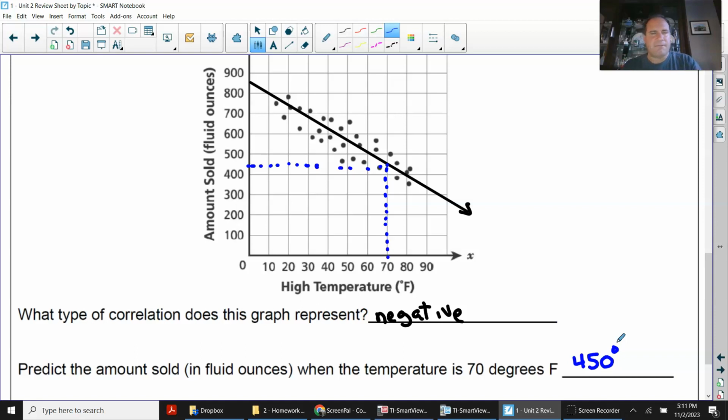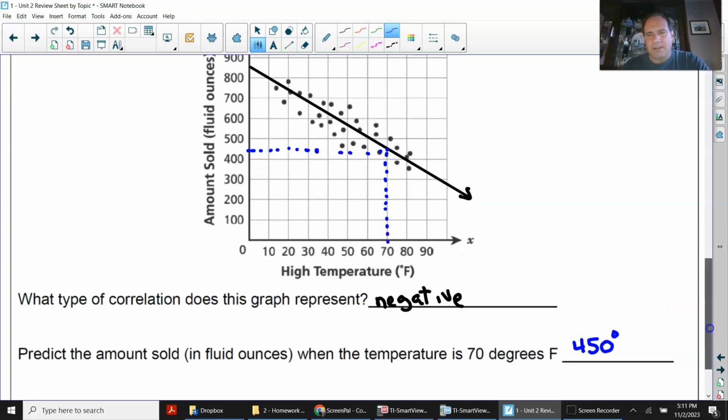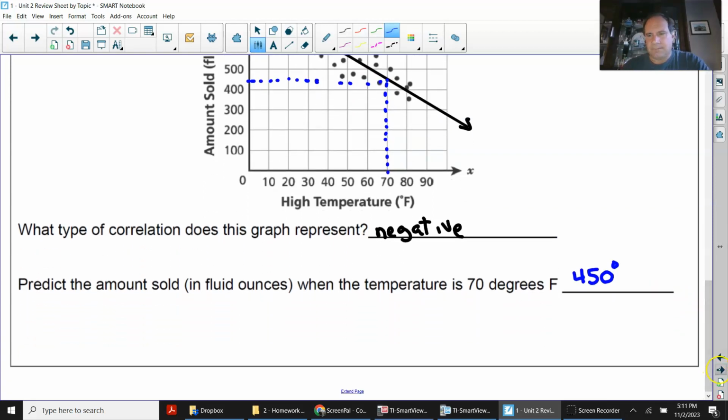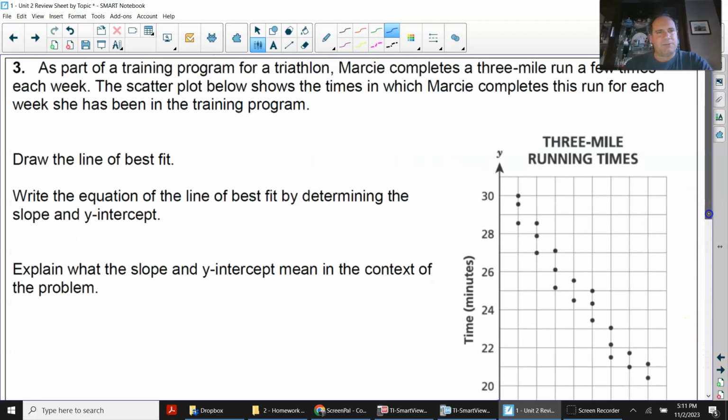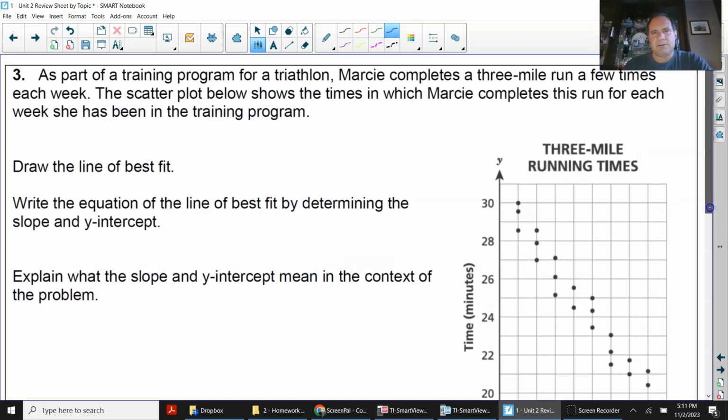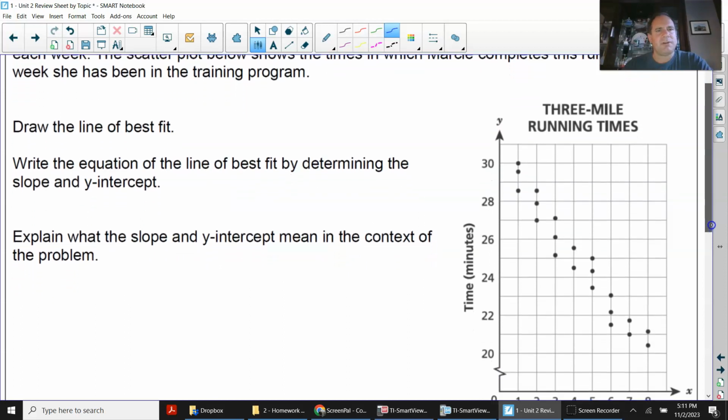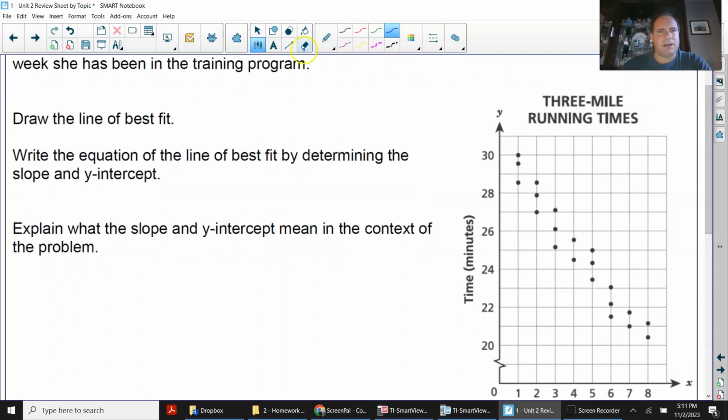If you're saying 440 or 460 or something like that, then it is close enough. Number 3, as part of the training program for a triathlon, Maurice completes a 3-mile run. Draw a line of best fit. Okay, here we go. We're going to draw the line of best fit.